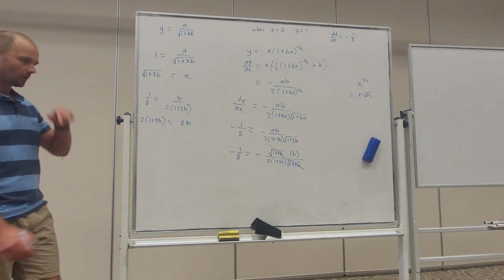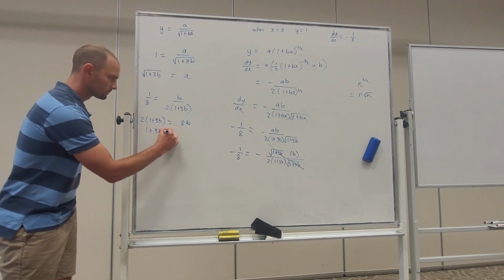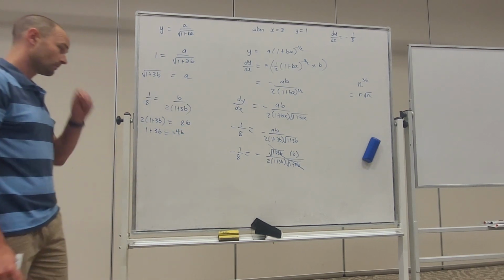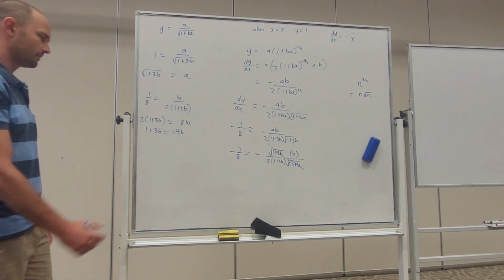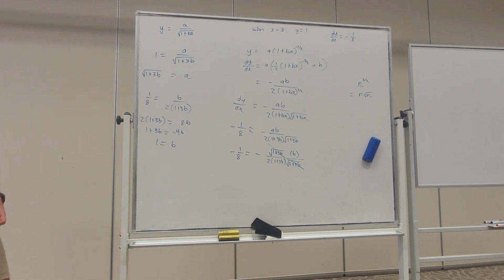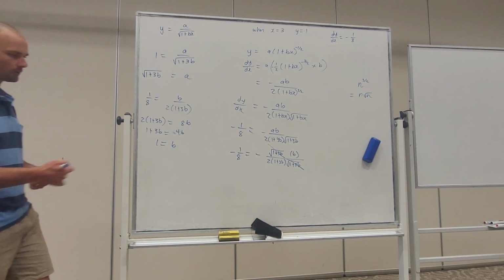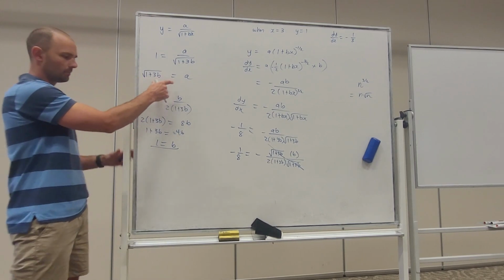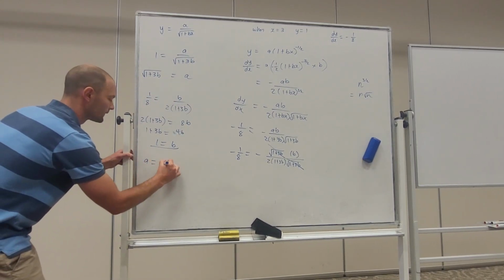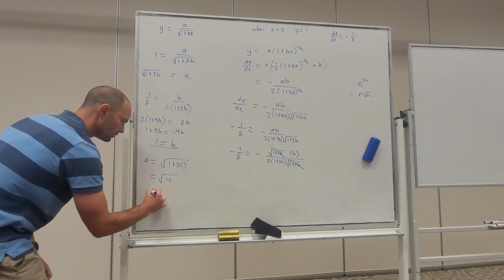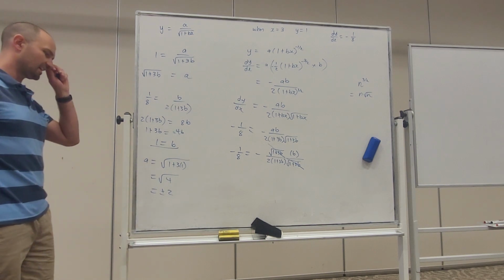All right, divide both sides by 2. And subtract 3b from both sides. Okay, we have b equals 1. We've found one of the variables. Here we have an equation for a. We're going to plug the b value in there. A is the square root of 4, positive or negative 2.